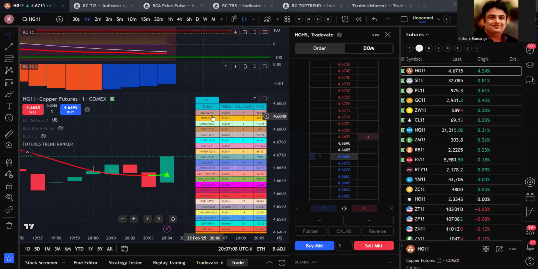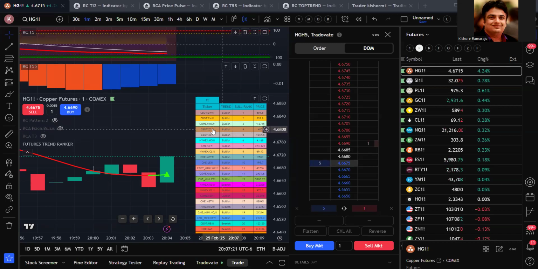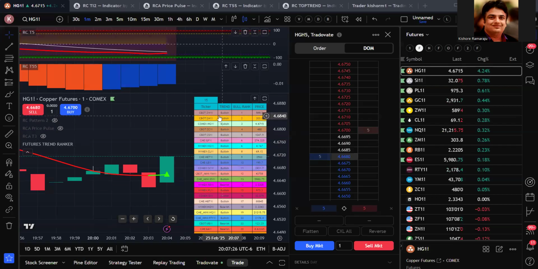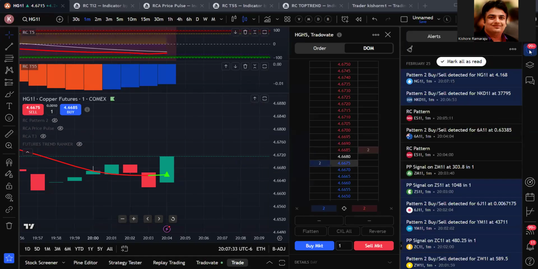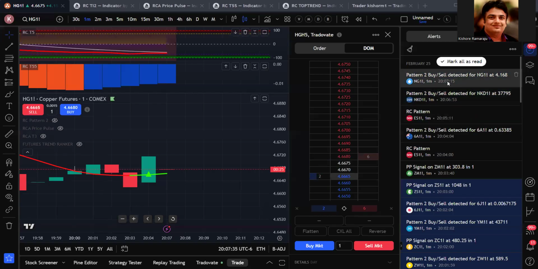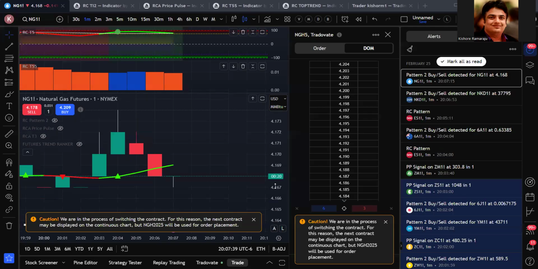So you can look at this one. It says ZW1, ZM1, HE1. If you want, you can also create a separate watch list for these. So here you see ZW, ZM, copper, corn, soybean, natural gas, crude oil. These are some of the most bullish. So whenever you get a buy signal on those tickers, that is where we'll focus. Natural gas, we got something, but here I think the contract is changing.